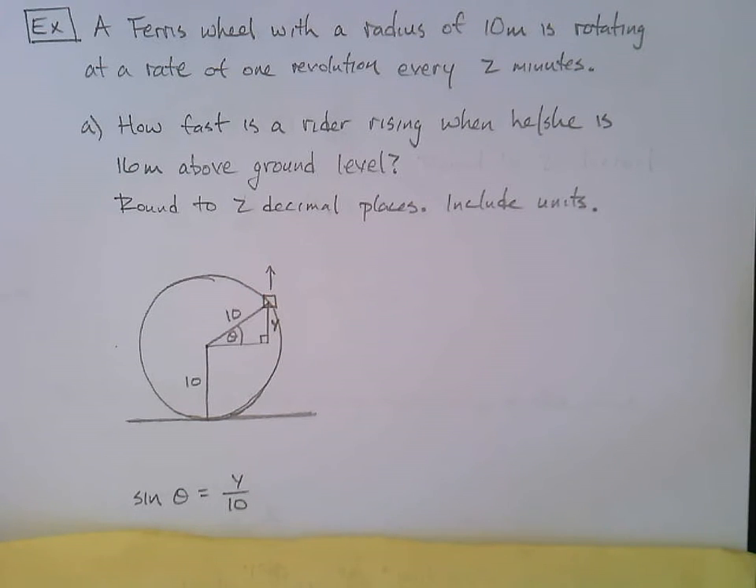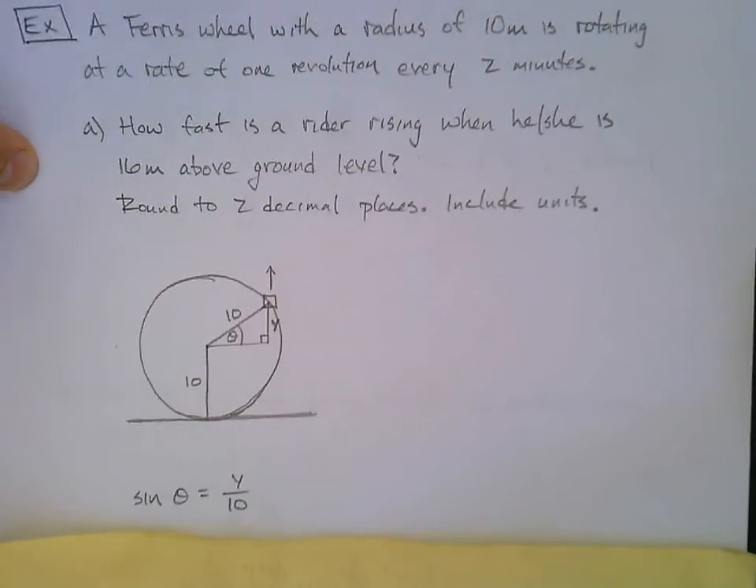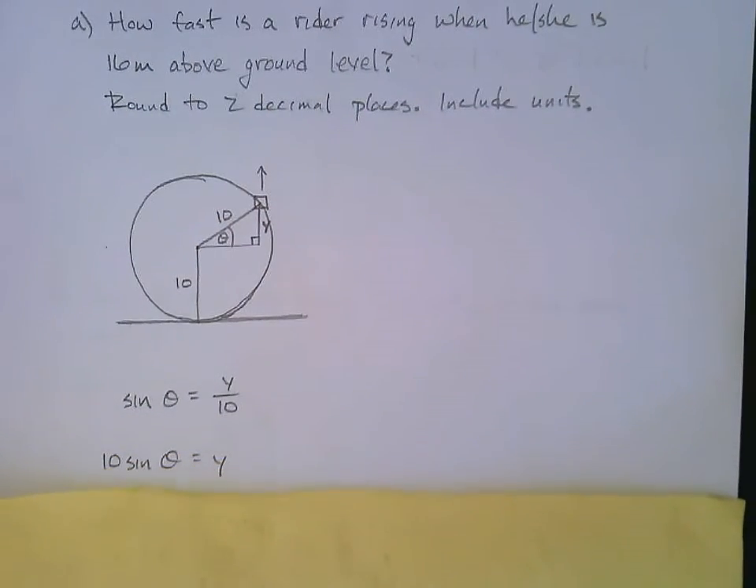Okay, so sine theta equals y over 10. You know what? We're going to take derivatives, but maybe I write this a little bit cleaner, a little bit simpler for derivative taking. Why don't we think of it as 10 sine theta equals y? Hey, it's an equation. I can multiply that 10 over here, and that will make my derivatives just a little bit easier. So 10 sine theta equals y. Perfect.